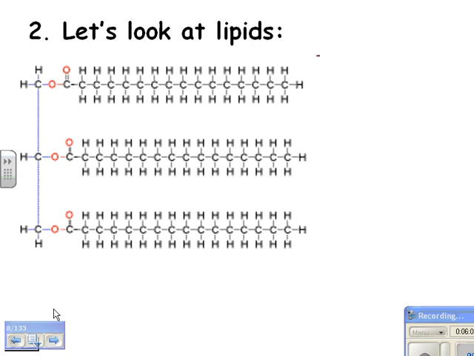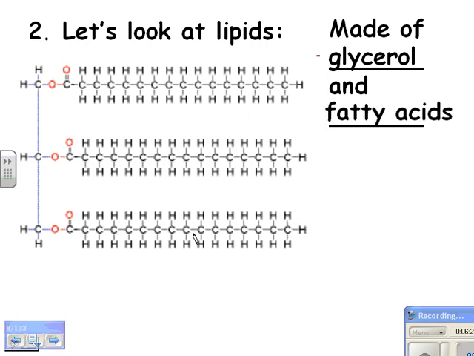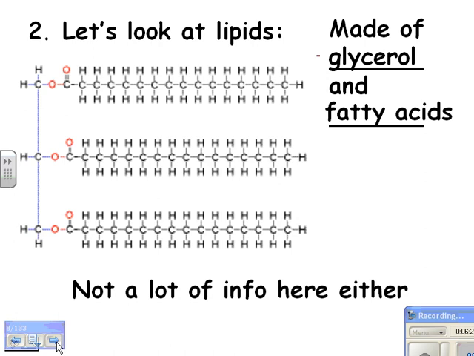So now let's look at lipids. You've got glycerol and fatty acids. And again, there's really not much to this. They kind of look the same. They might have different lengths to the carbon chains, but pretty much that's it. So they are made out of glycerol, that's this part, and fatty acids, which are these long chains of carbons and hydrogens. And again, there's not a lot of information there.